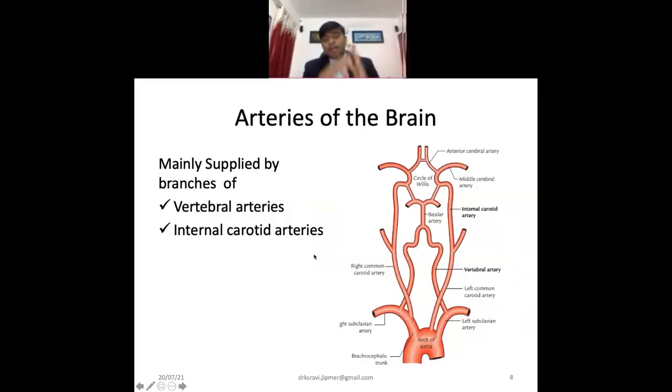Now, when we talk about the blood vessels of the brain, basically there are two systems. One is the carotid system, and another is the vertebrovascular system, or we say the anterior circulation and the posterior circulation. So the brain is supplied by a pair of vertebral arteries, the right and the left, and a pair of internal carotid arteries, the right and left. Over here in this diagram, you can appreciate the ascending aorta, which comes from the left ventricle of the heart.